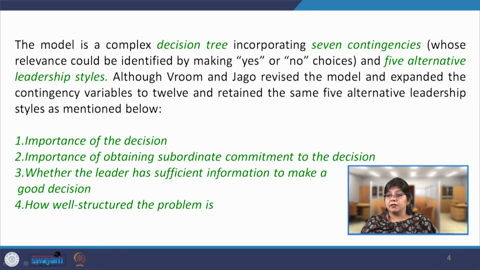So, the model is a complex decision tree incorporating 7 contingencies. Here 7 contingencies means situations. It depends on the severity of the situation, but ultimately there is some alteration or change in the situation where the leader has to identify how much participation is allowed to the subordinates. Now, identifying those contingencies is based on yes or no, a tick mark system, where every time the leader identifies the severity of the situation, and these situations will decide who will participate in what amount.